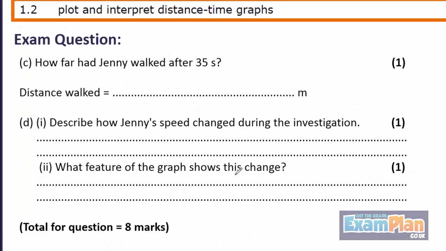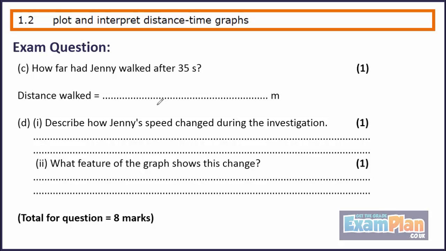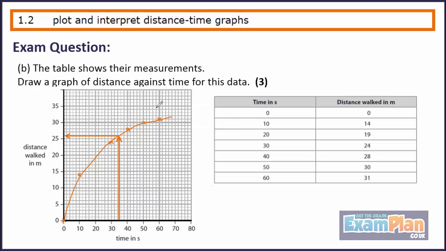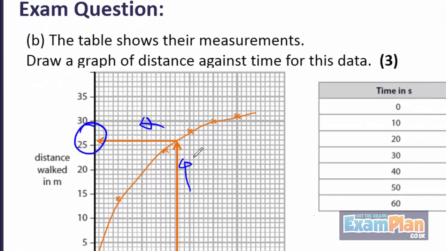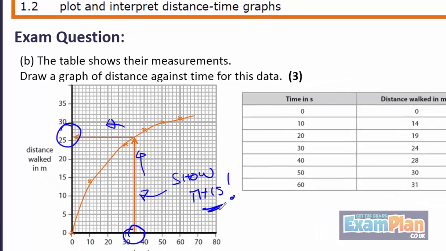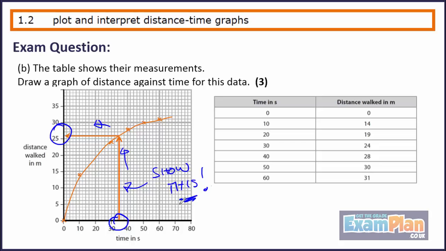Okay, let's look at the rest of the question. Part C. How far has Jenny walked after 35 seconds? So, we must read the value off the graph. So we start with the 35 seconds, and we go up and across to give us 26 metres. Be sure to show this working out on the graph. This is especially important if the question asks you to use the graph to achieve the mark. Also, even if you've plotted the graph incorrectly, you will still get the mark if you show this point of working.